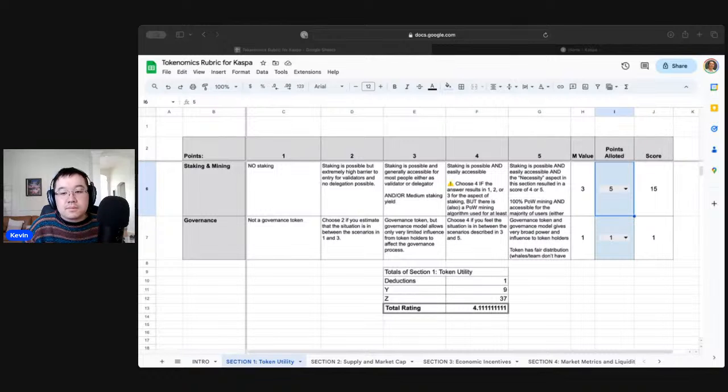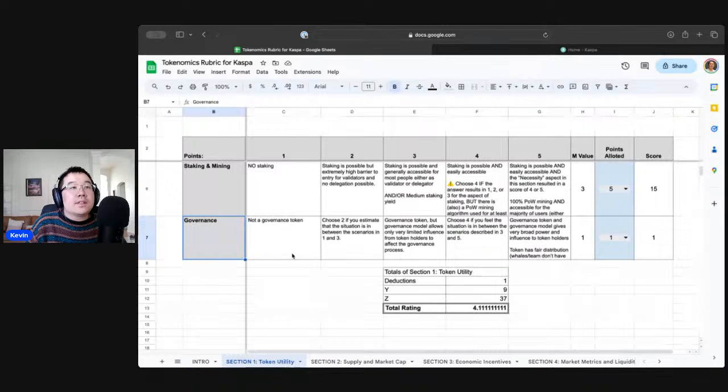Okay, one sec. And then governance. Okay, it's not a governance token, so it's a 1 here. And the weight, we don't want to hold it against Kaspa and other similar ones too much because governance isn't really that important, right? Like Uniswap is a governance token, but that doesn't really give you anything. So yeah.